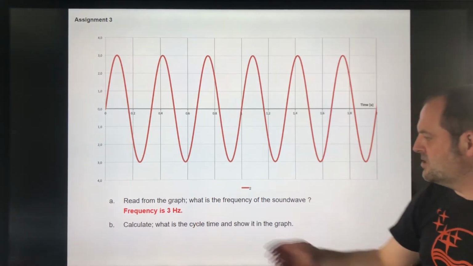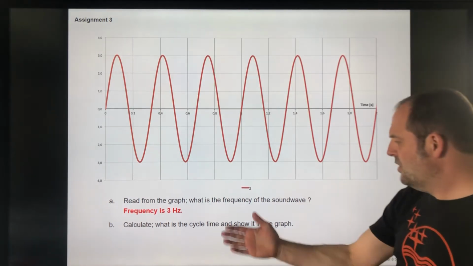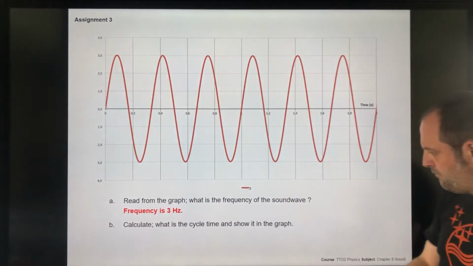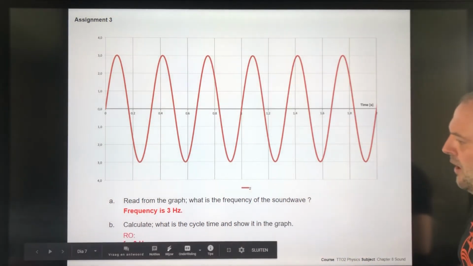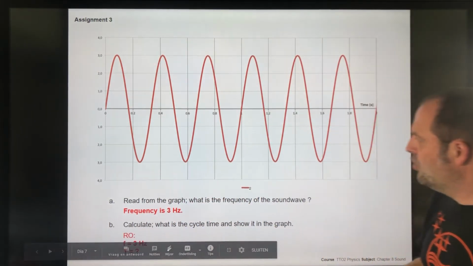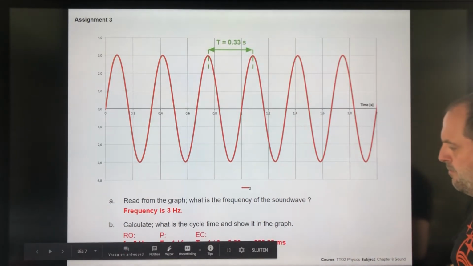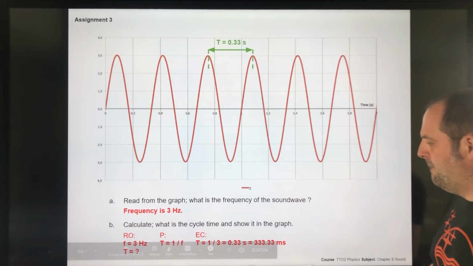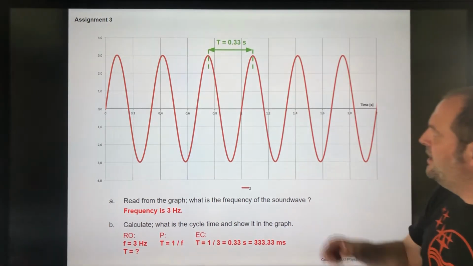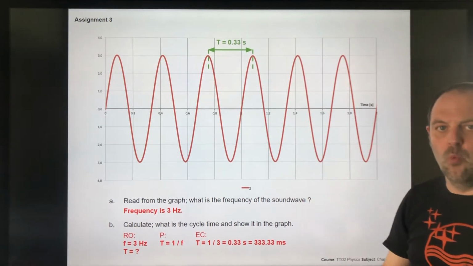Calculate the cycle time. What you need to calculate is the cycle time and show it in the graph. Well, the cycle time is of course 1 divided by 3 Hz. So you get an outcome of 0.33 seconds. And if you just want to show that in the graph, it's the time from one top to another top. So one complete wave.